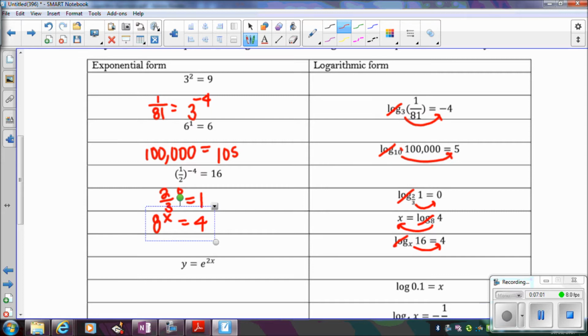Same thing with this one. So drop the log, swing the base. So 16 is equal to x to the fourth. So what base would x have to be so I could raise it to the fourth and get 16?